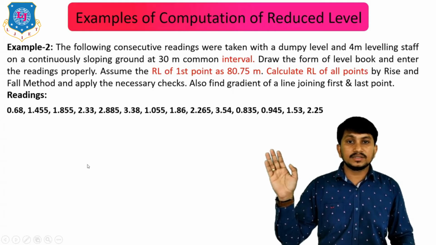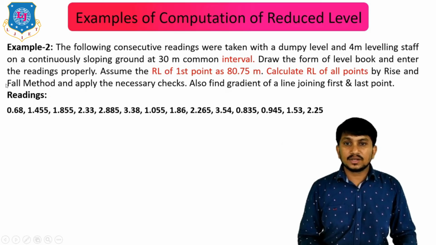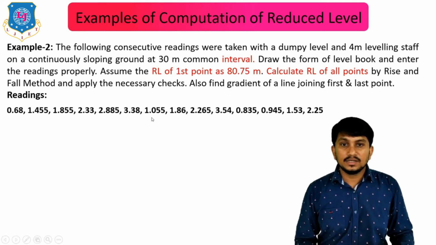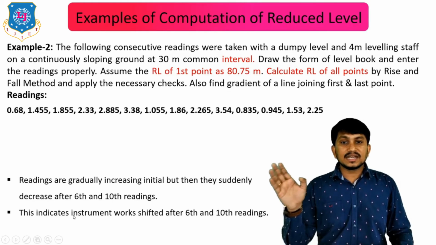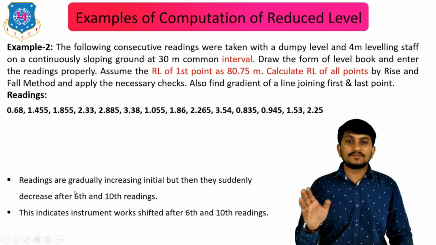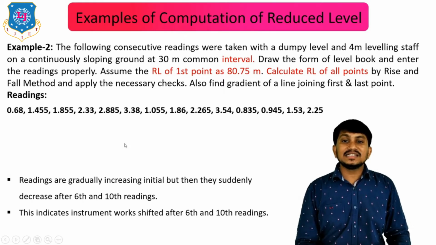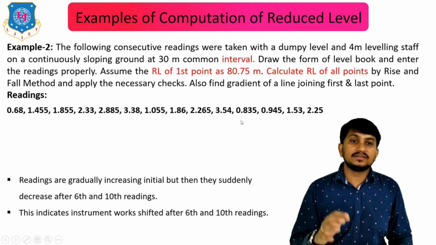Here you can clearly see the readings are gradually increasing and suddenly decreasing, increasing and suddenly decreasing like this. So the readings are gradually increasing initially, but then they suddenly decrease after the 6th and 10th readings. This indicates the instrument was shifted after the 6th and 10th readings.